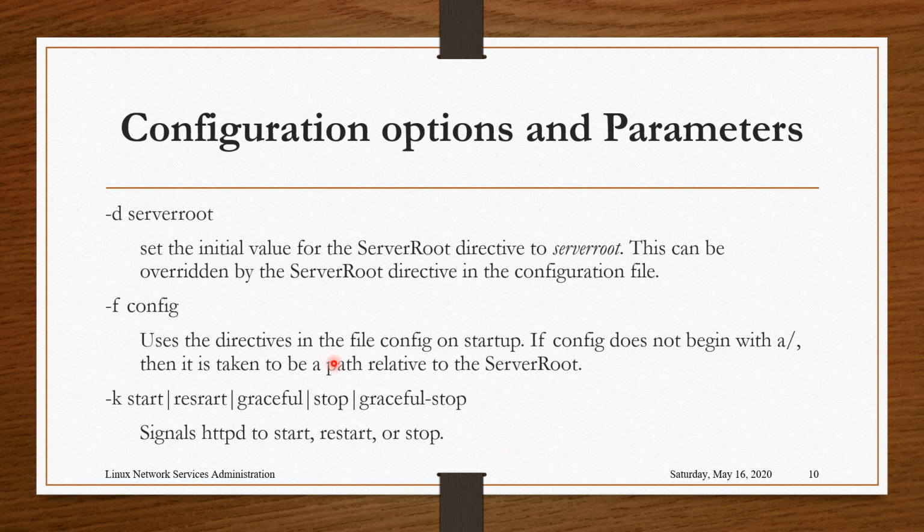Option -t, server root. What it does is that it will set the initial value of the server root directive to the server root. This can be overridden by the server root directive in the configuration file. And the option -f config, it uses the directives in the file config on startup. If config does not begin with /, then it is taken to be a path relative to the server root. Now another one is option -k, used to start, restart or stop.